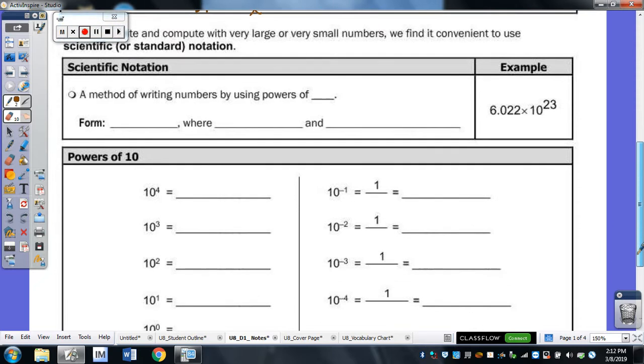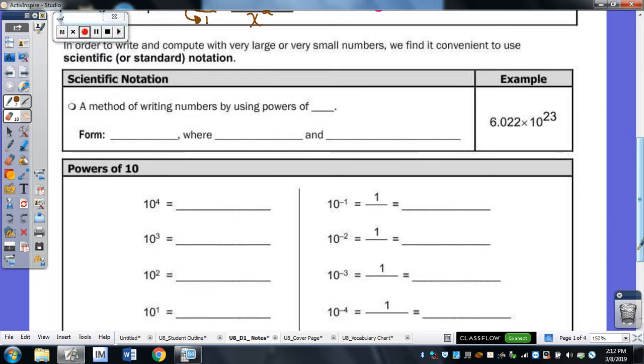Scientific notation next. We use scientific notation a lot in science class, hence the name scientific notation. So it's just a method of writing numbers by using powers of 10. What it does is, when you have extremely large numbers or extremely small decimals, writing them as powers of ten just makes it easier to do your calculations with them.